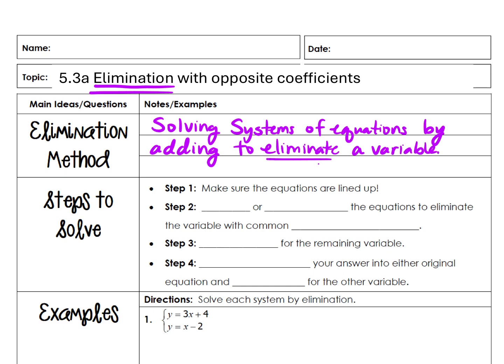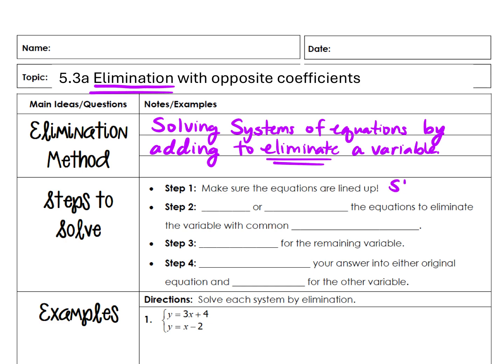Okay, and think about what it means to eliminate something. We are trying to get rid of. We want X or Y to go away completely in the problem so that we can solve for the other one. And then once we know what that one is, we can solve for the second variable that was in our original equations. So step one is make sure your equations are lined up.